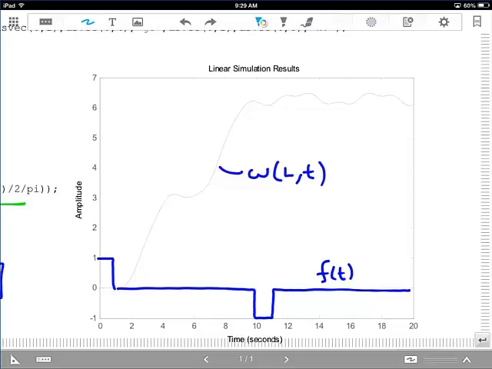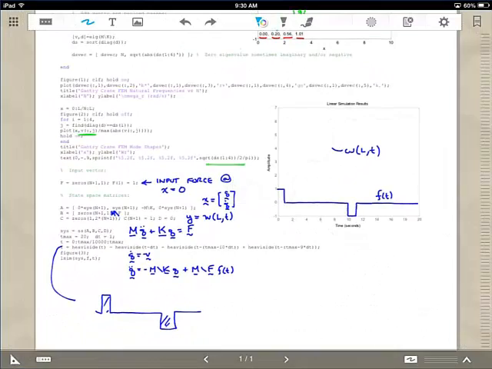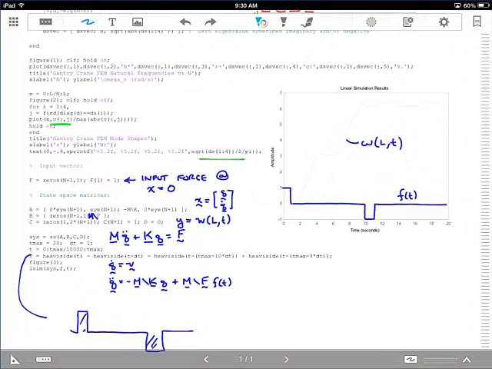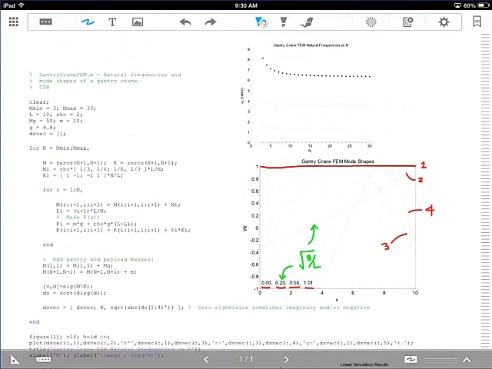I didn't figure this out, but there is some combination of pulses such that once you're done translating, there actually will be no residual vibration. And we actually published a paper on that for these kinds of distributed systems. So that's the gantry crane, showing how you can use it to calculate natural frequencies, mode shapes, and time response.